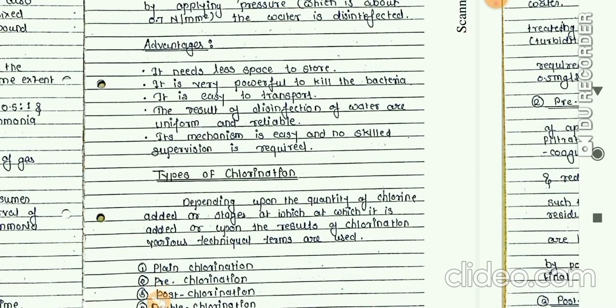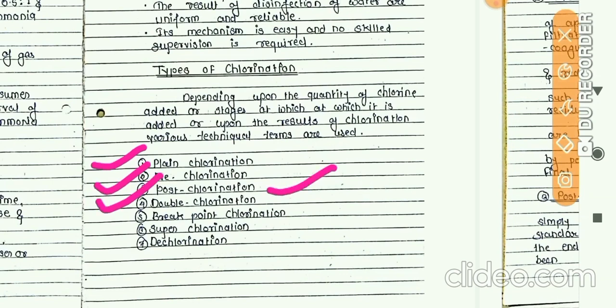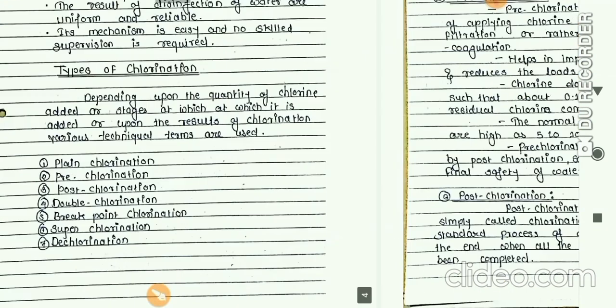Okay, then next is the types of chlorination. Very much important, there are 7 types of chlorination. Very first is plain chlorination, second is pre-chlorination, then post-chlorination, double chlorination, breakpoint chlorination, super chlorination and dechlorination. In that we will see plain chlorination.